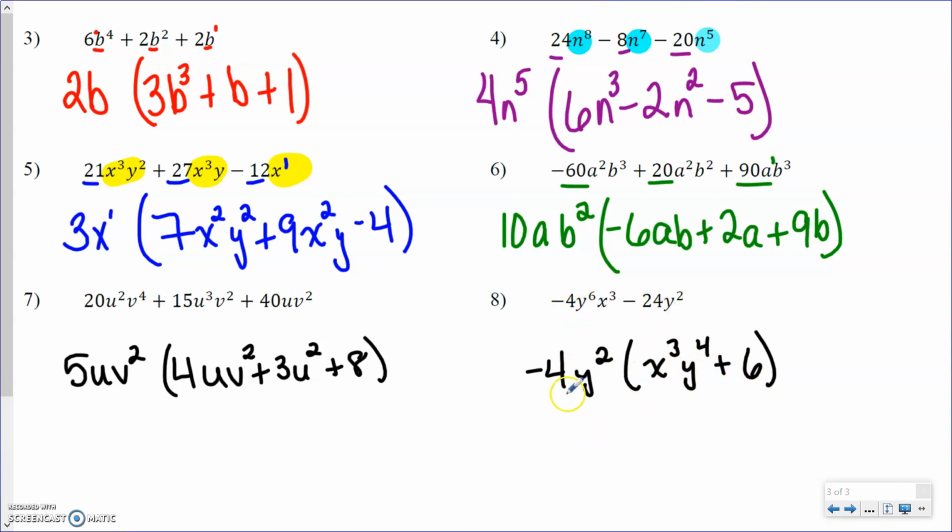And then they had a y squared in common, and that's it, because the second term doesn't have an x. So you are left with technically a 1, x to the third, y to the fourth, plus 6. If you did not take out the negative and you wrote it this way, you're going to end up with a negative x to the third, y to the fourth, minus 6. Okay, so I would actually take either one of those.